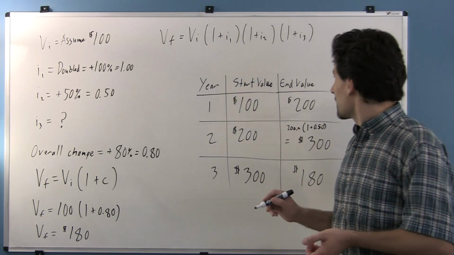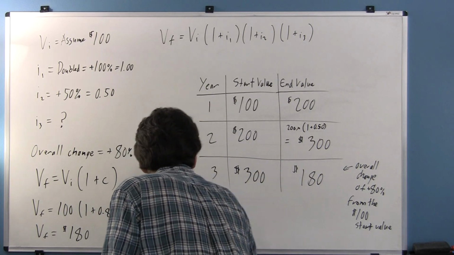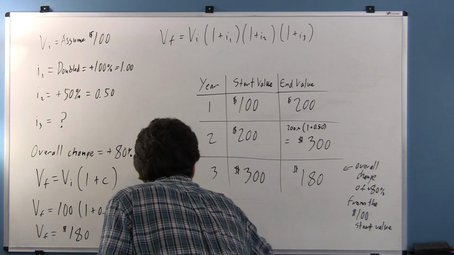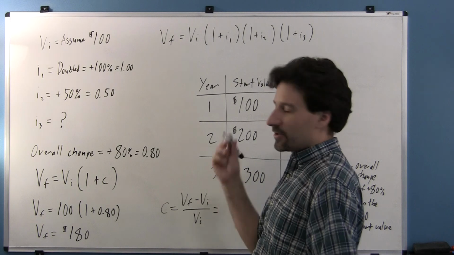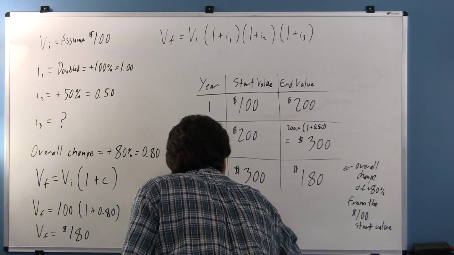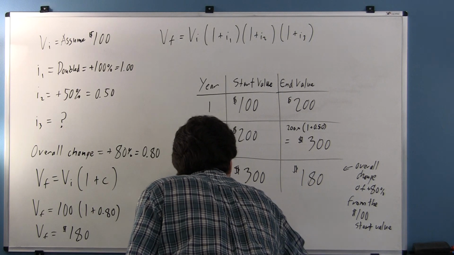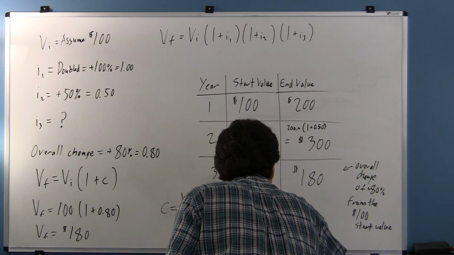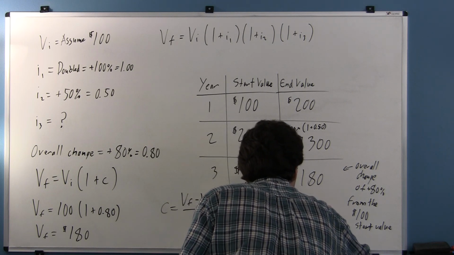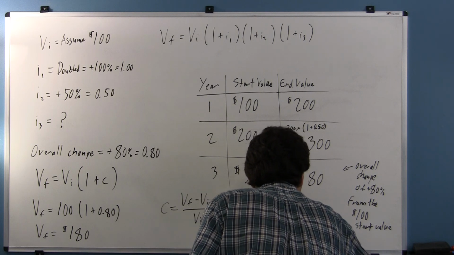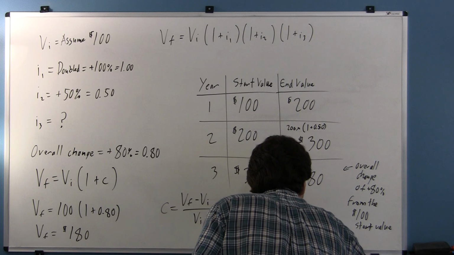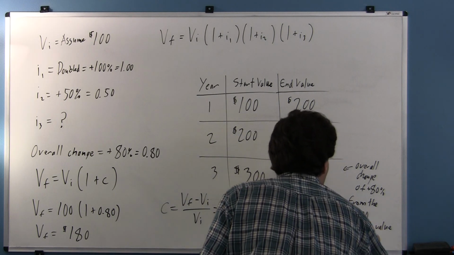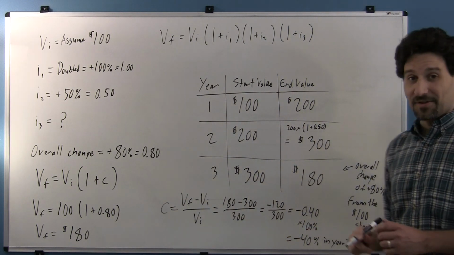Divide by 300. So let's put that into the equation just because. So remember the equation there was C equals VF minus VI over VI. We'll turn it into a percent at the end. So that's $180 minus 300 over 300. So there's our loss of $120 from an original $300, and that is negative 0.40, which if we multiply by 100%, we get a loss of 40% in year 3. And so that's our final answer.